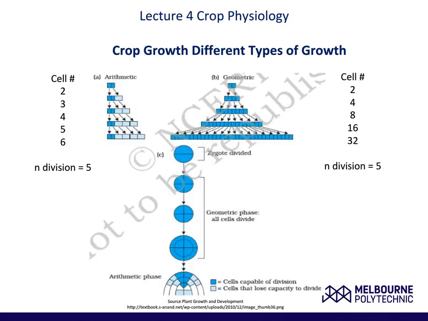Whereas geometric growth results in every cell dividing, and therefore you end up with many more cells. So in the first cycle you have 2 cells, in the second cycle you have 4, in the third cycle you will have 8. So let us compare the 5th cycle of each process. In arithmetic cell division you have 5 cells, whereas in geometric cell division you have 32 cells, a lot more.